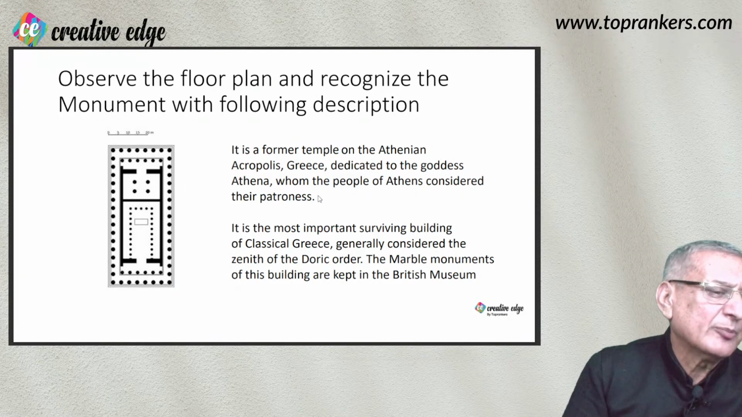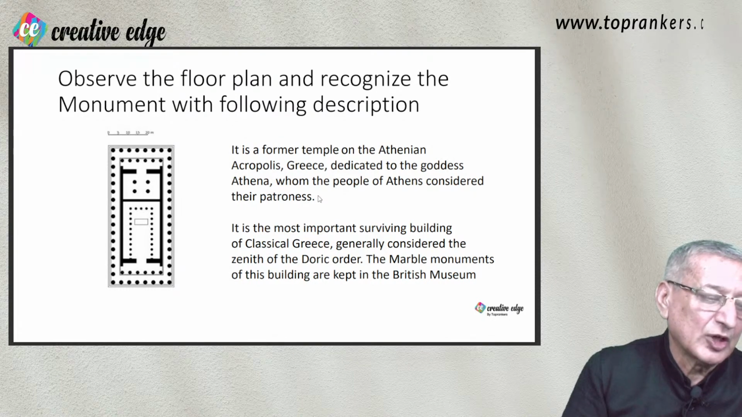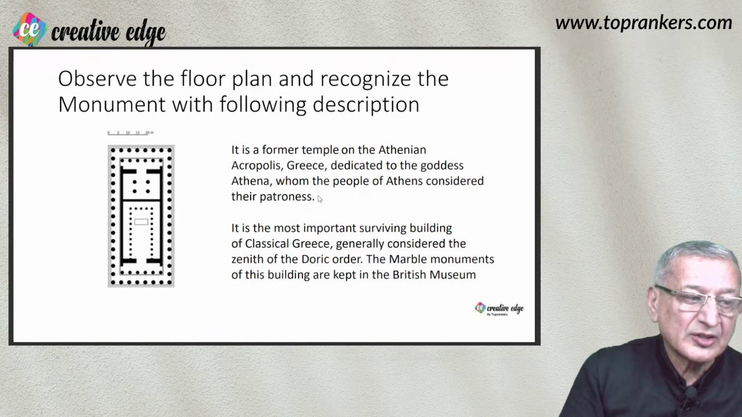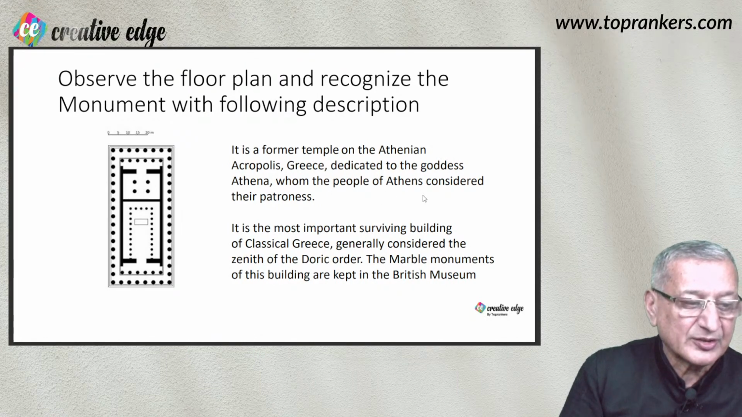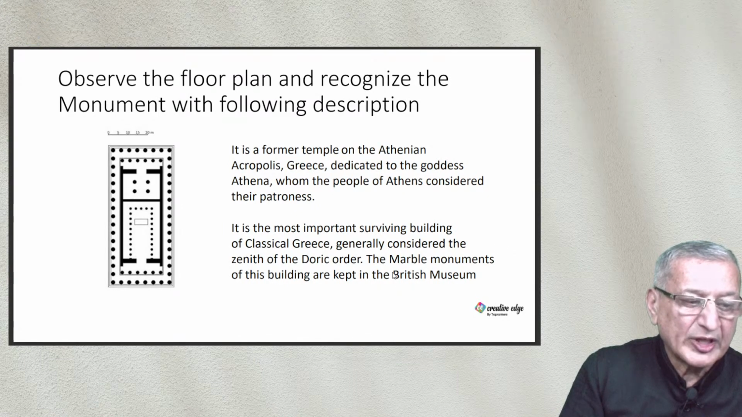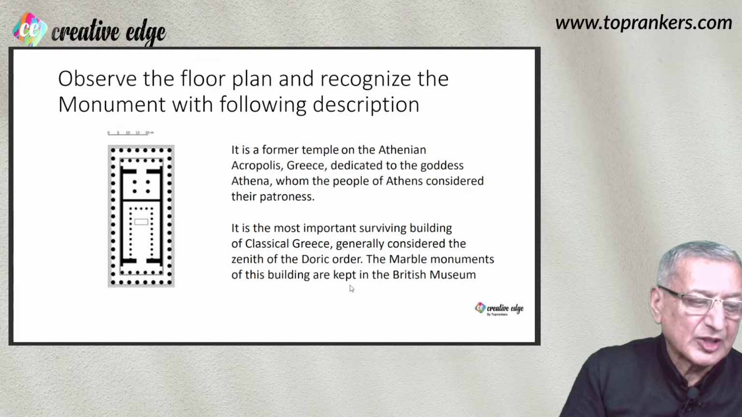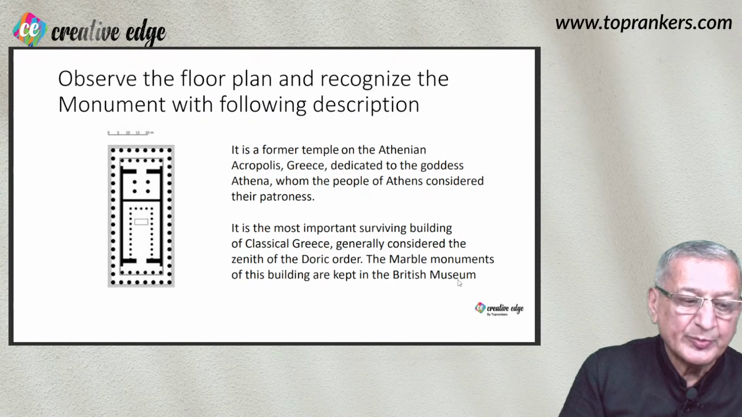It is a former temple in the Athenian Acropolis, Greece, dedicated to the goddess Athena, whom the people of Athens considered their patroness. It is the most important surviving building of classical Greece, generally considered the zenith of the Doric order. The marble monuments of this building are kept in the British Museum.